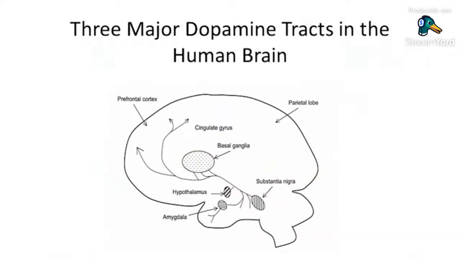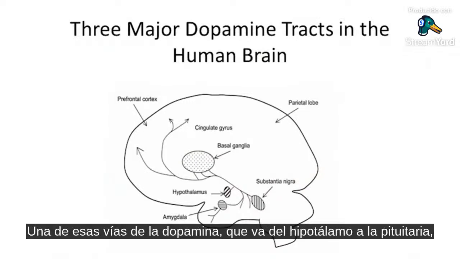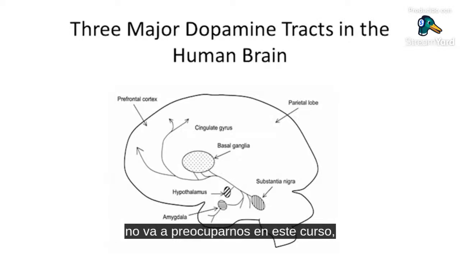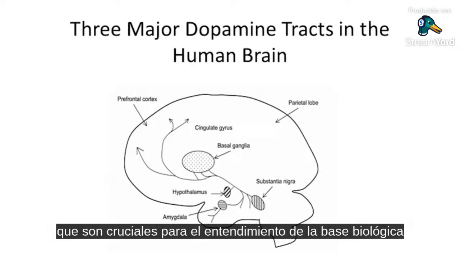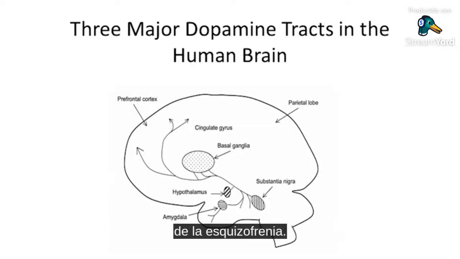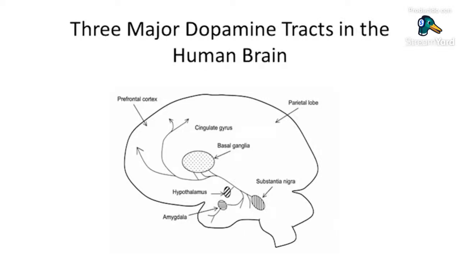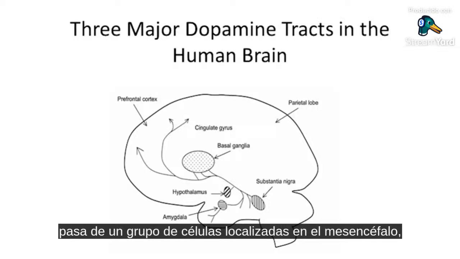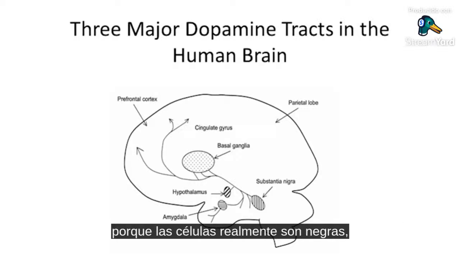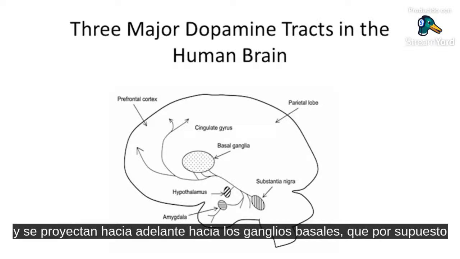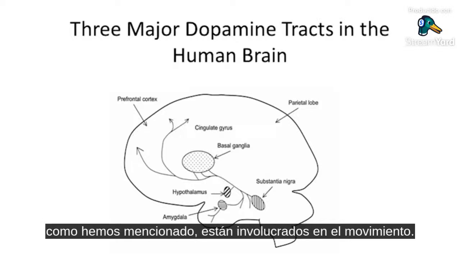One of those dopamine pathways, going from the hypothalamus to the pituitary, we're not going to worry about in this course. But there are 3 other systems that are really crucial to our understanding of the biological basis of schizophrenia. One of these is known as the nigrostriatal system. It passes from a group of cells located in the midbrain known as the substantia nigra, named that way because the cells are actually black in color. They project forward to the basal ganglia, which we mentioned before is involved in movement.